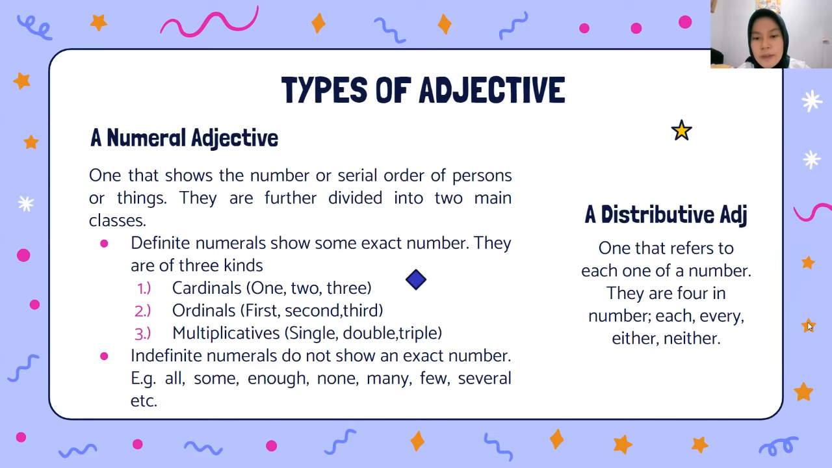The next one is a distributive adjective. A distributive adjective is one that refers to each one of a number. They are four in number, such as each, every, either, neither. Next.